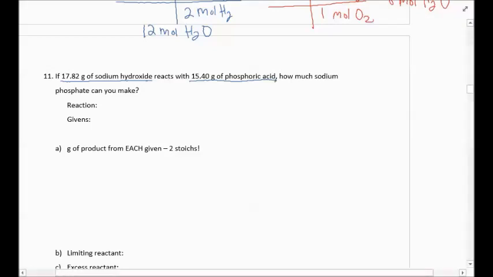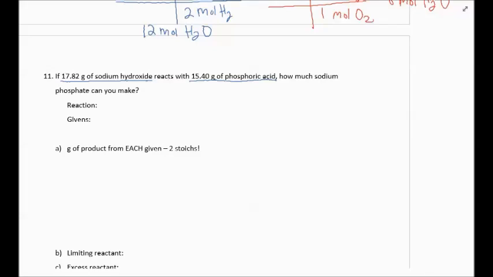Two things to point out here. How do I recognize this as a limiting and excess problem? Well, I have two amounts of my reactants. If you only have one, the other is in excess. So in this case, we don't have that, so we know it's a limiting reactant problem.